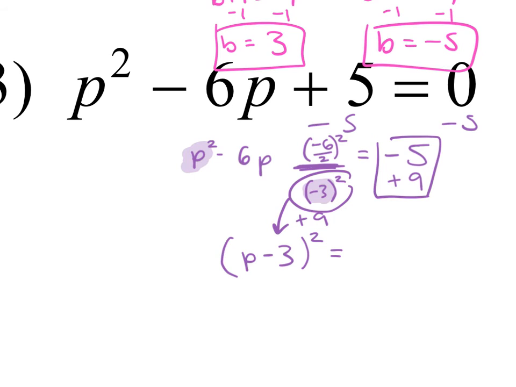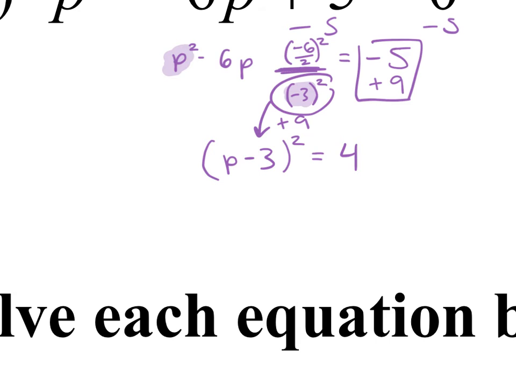And then what is negative 5 plus 9? 4. So how do we solve for P? What do we have to do next? Square root. So this cancels. So P minus 3 is equal to, what is the square root of 4? What's the one thing you can't forget? Plus or minus 2. Plus or minus, yeah. That's what it's called.